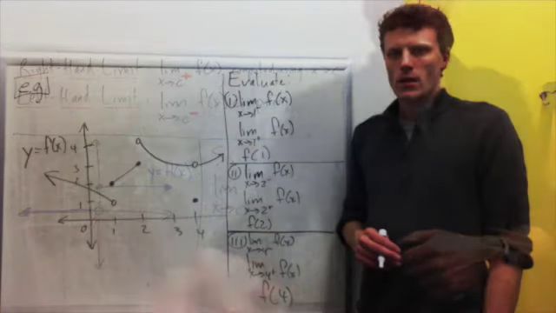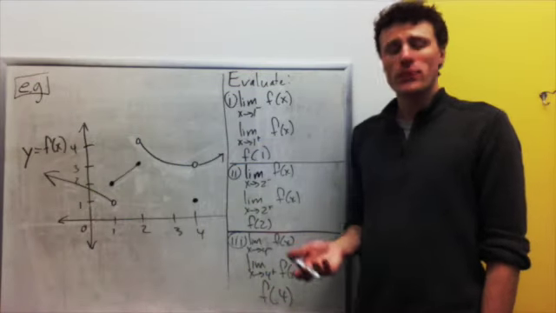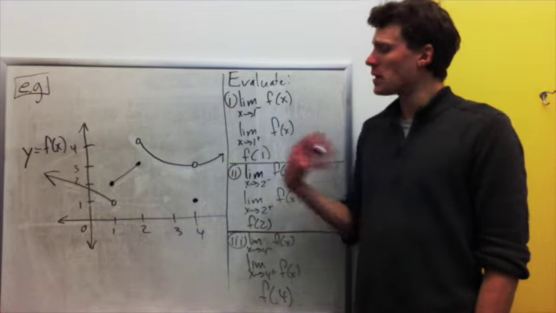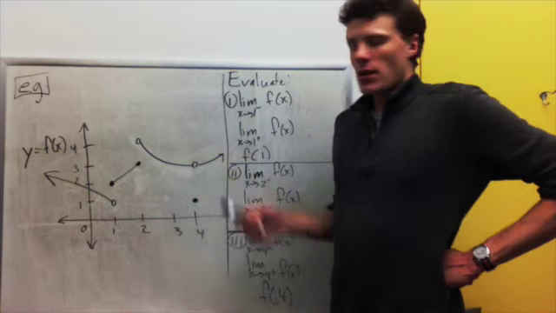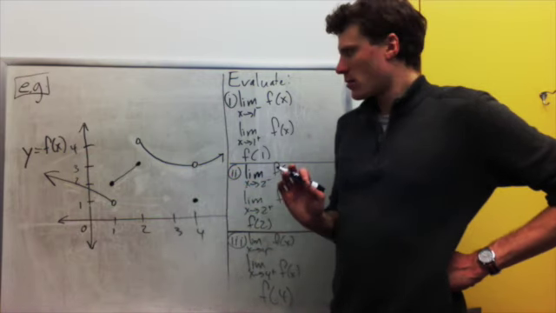Okay, so now let's talk about graphical conventions and evaluate some limits using a graph. First of all, when I draw an open circle, that means that that point is not part of the graph.